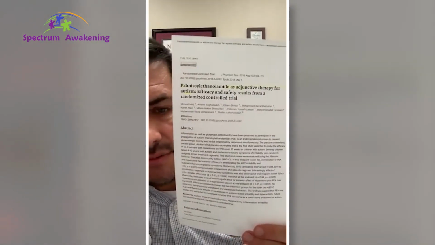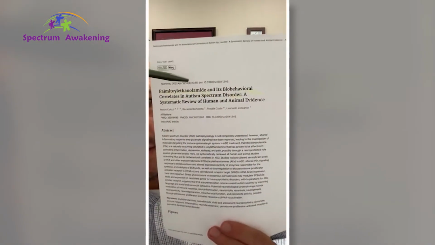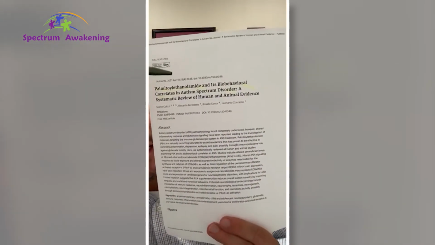This research study shows it's a great adjunctive therapy for autism in this randomized controlled trial. This is a case study, two cases of how palmitoylethanolamide improved language, cognition, and behaviors in two kids with autism. Last but not least, I know I've got a lot of research studies today: palmitoylethanolamide and its biobehavioral correlates with autism, and again, just more and more research on how reducing inflammation in a varied amount of ways, including palmitoylethanolamide, can improve autism symptoms.